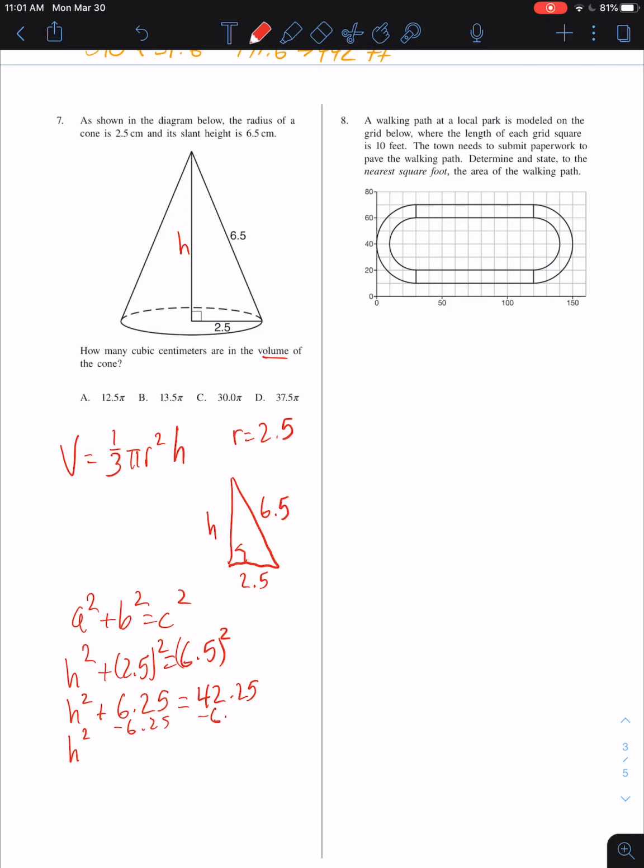So when I subtract my 6.25 from each side, I end up with h squared is 36, square root both sides, h equals 6. So I now know that my height is 6. Now I can come back and just plug into my volume formula. Volume is 1/3 pi. My radius is 2.5 squared, and my height is 6. And I'm going to plug that right into my calculator.